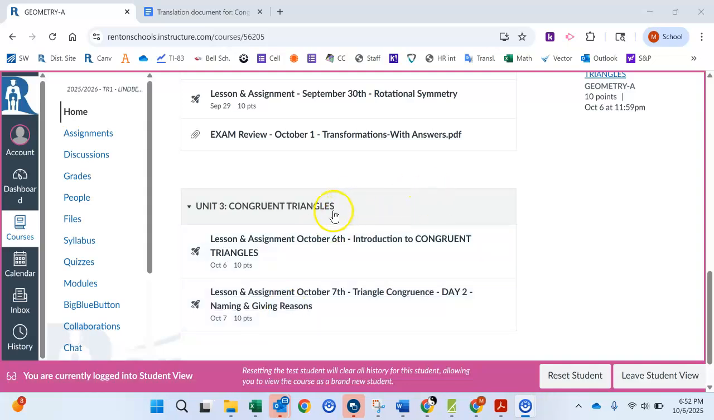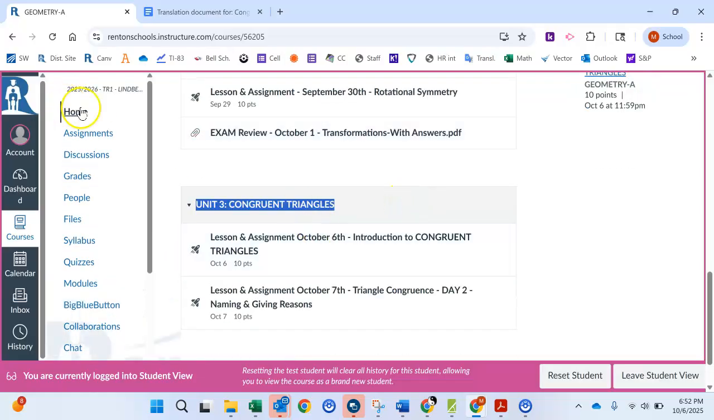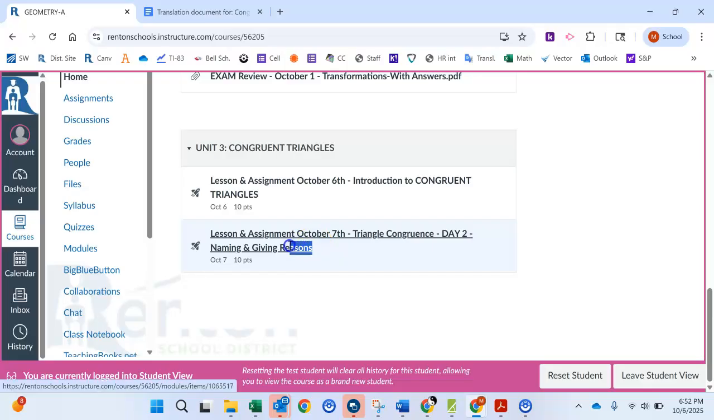Hello, today we are working on day 2 of congruent triangles. Oops, I'm on Canvas on the home page, and this is the lesson we're going to work on today: Triangle congruence day 2, naming and giving reasons. So please click on that.